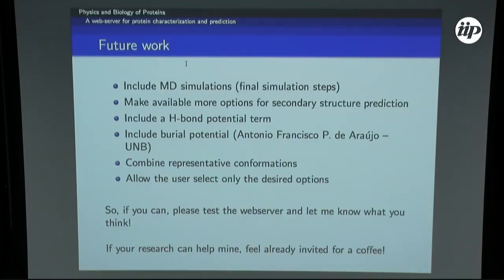So if we include this kind of hydrogen-bond potential just for the secondary structure, I think it will provide better results. The other thing: you saw the presentation by Antonio Francisco from UNB. They talked about burial potentials. Here we'd like to include burial potentials to refine the final structure more and more. And combine representative conformations and allow the user to select these options, but only the ones he wants.